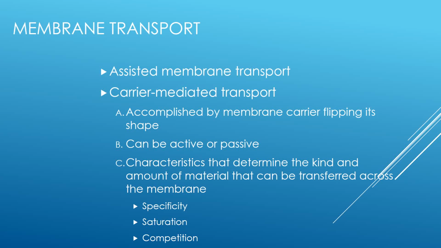Molecules that are too large or polar cannot diffuse across the membrane, and thus they need some type of assistance penetrating that membrane and entering the cell. This includes amino acids, glucose, and other organic molecules, where we'll need some type of carrier-mediated transport. This is done by the membrane carrier flipping its shape or conformation. This can be active or passive. When we say active, this means that it would require energy, versus passive that does not require energy.